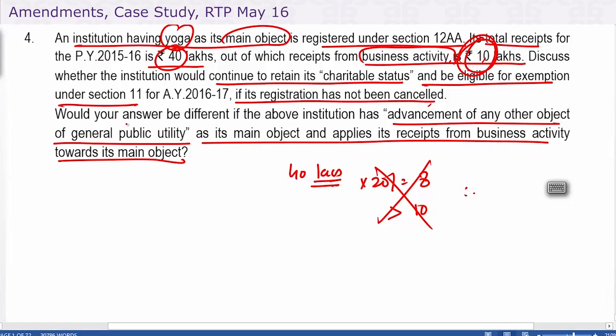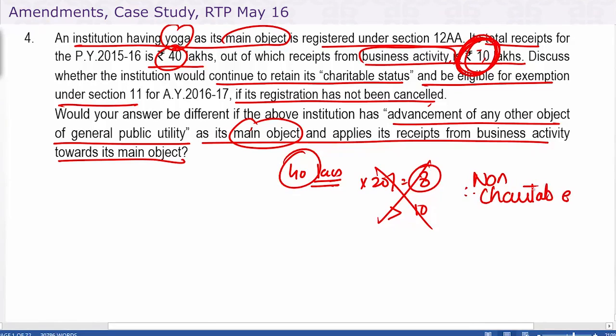And would your answer be different if the above institution had advancement of any other object as its main object? So if its main object is advancement of any other object of general public utility, then because the business activity receipts constitute more than 20% of the total receipts, it is non-charitable. Therefore, it will not be covered by section 11 and it will have to pay income tax. It will not get the exemption of section 11. Now, coming back to your supplementary, there are points that we've done.